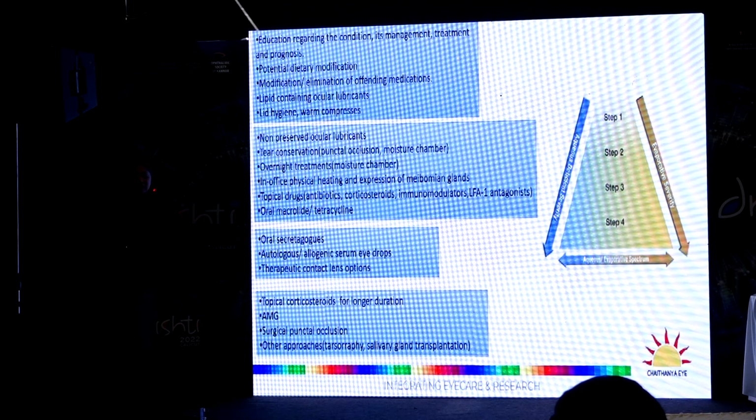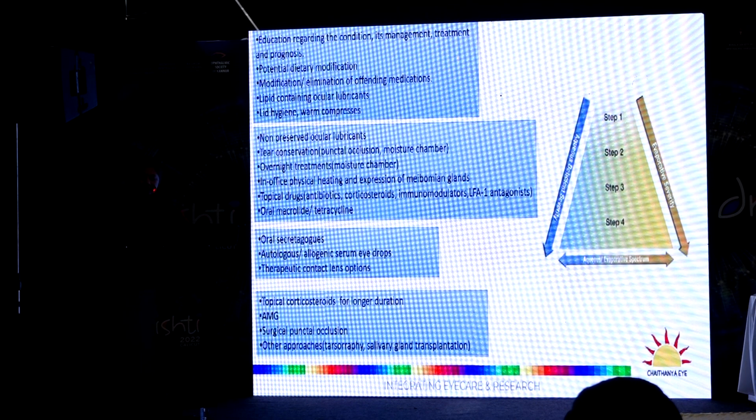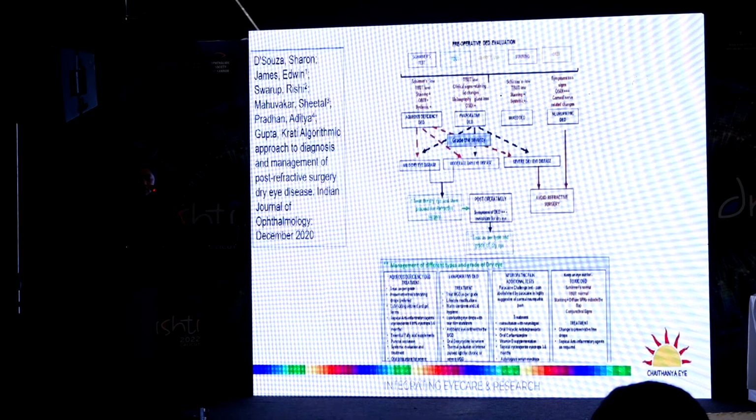So basically we have to categorize the patient and give a stepwise treatment to the dry eye. In step 1 we do education and dietary modification and give conservative management. We use non-preserved ocular lubricants in step 2. We give overnight treatment and we add topical drugs like antibiotics, corticosteroids, immunomodulators. In step 3 we add on oral secretagogues. In step 4 we add topical corticosteroids for longer duration. We can try surgical punctal occlusion or other therapies like tarsorrhaphy to conserve the tears.